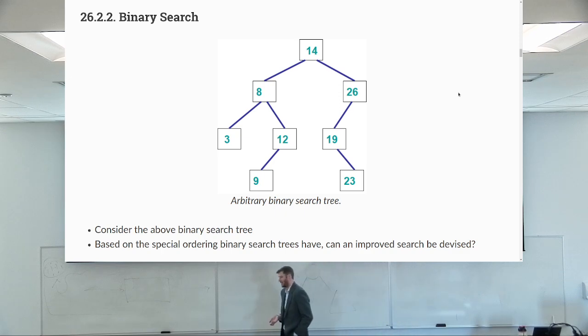But you'll notice that the worst case scenario of a binary search on a binary search tree will traverse all the way down until we get to a leaf. And the worst case scenario is the leaf that's the furthest away from the root. That's the worst case scenario. And that's going to be related to the height of the tree.